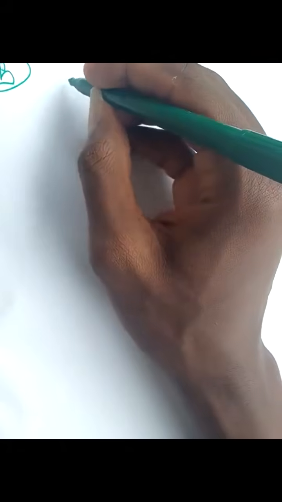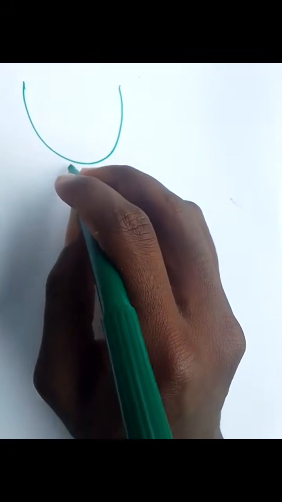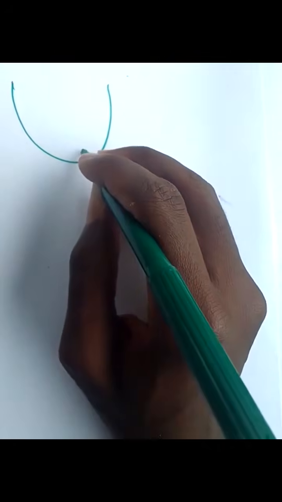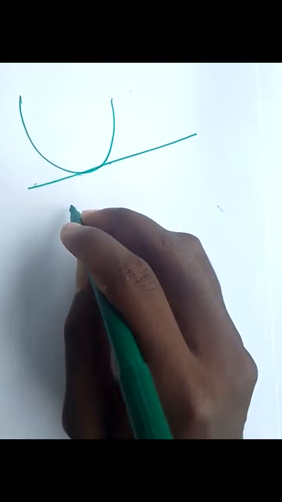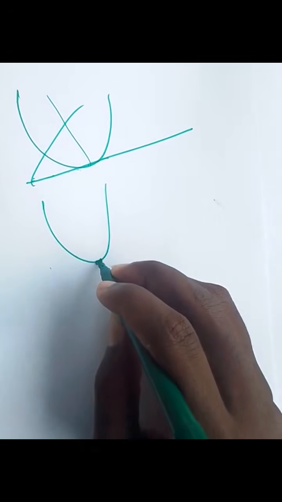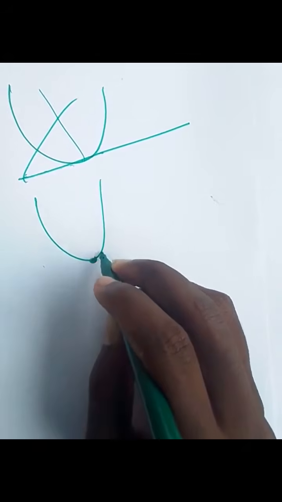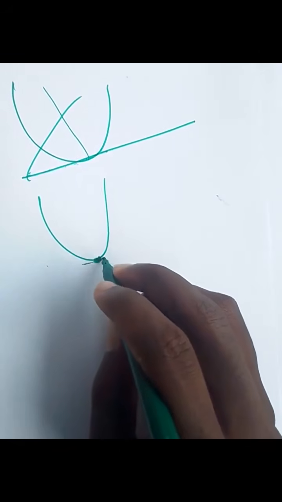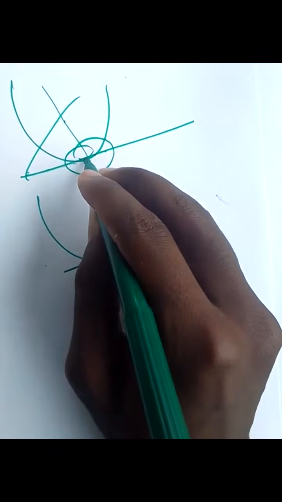They are saying that there is a curve, and there is also a line which is tangent to this curve. If a line is tangent to the curve, it means that it is touching the curve at only one point. This is a curve, and there is a line that is touching this curve at only one point.